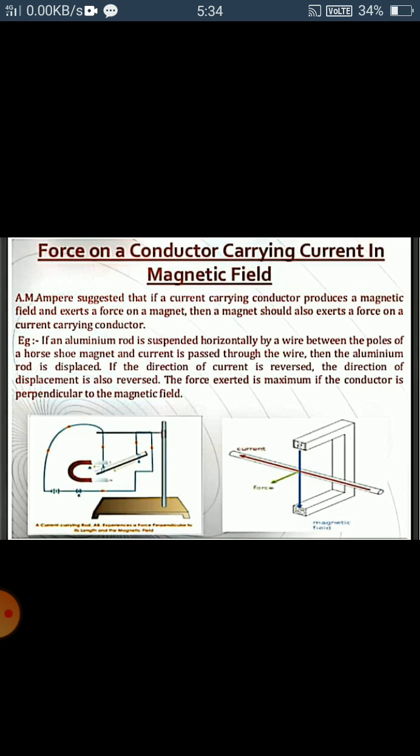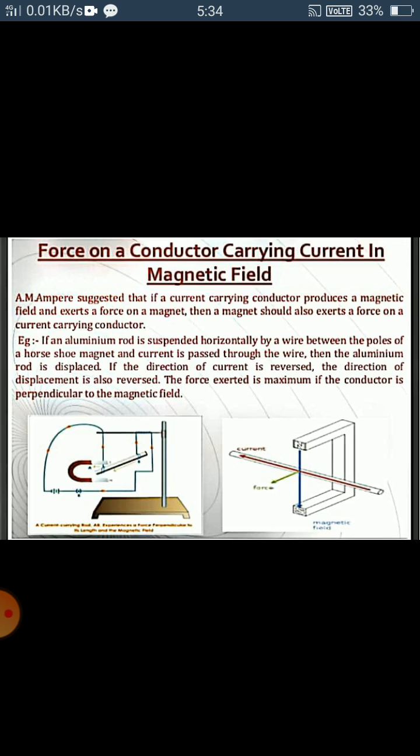We place the horseshoe magnet in such a way that the rod lies between the two poles with the magnetic field directed upwards. For this, put the north pole of the magnet vertically below and the south pole vertically above the aluminum rod. Now we connect the aluminum rod in series with a battery, a key and a rheostat. Now we pass current through the aluminum rod from end B to end A.